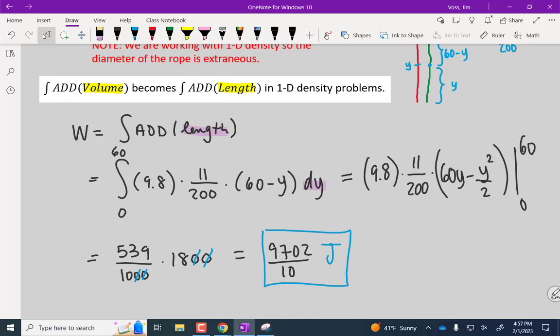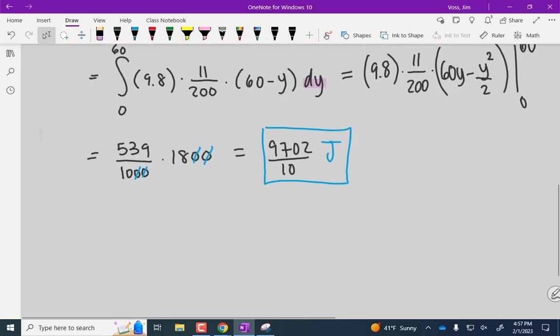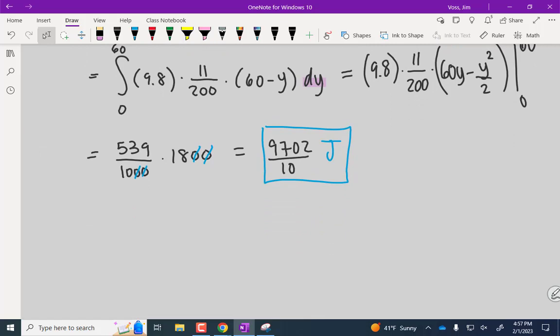Do a couple more. Well, could you show how doing y instead of 60 minus y yields the same answer? Are you that curious? Very curious.